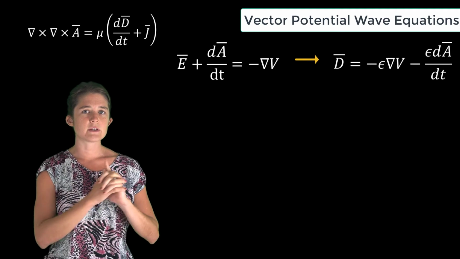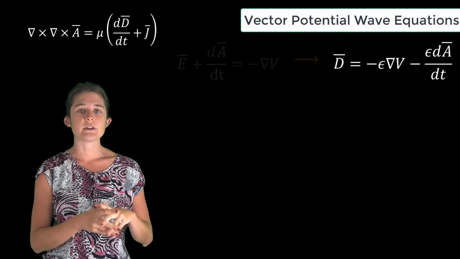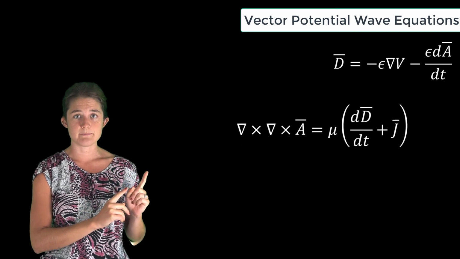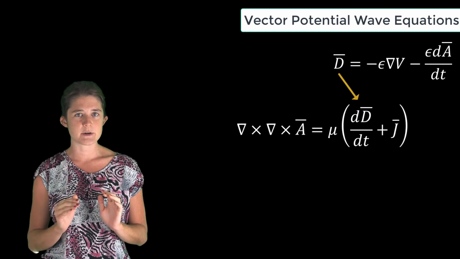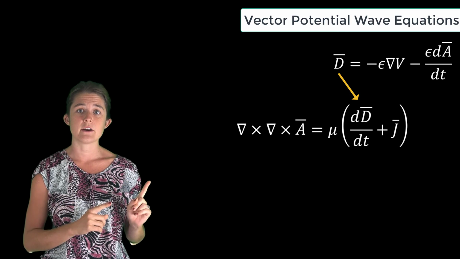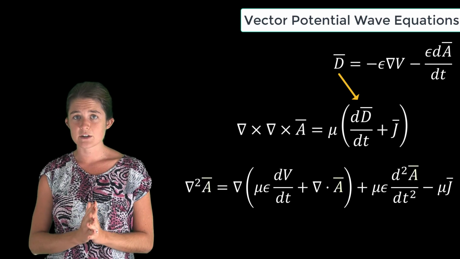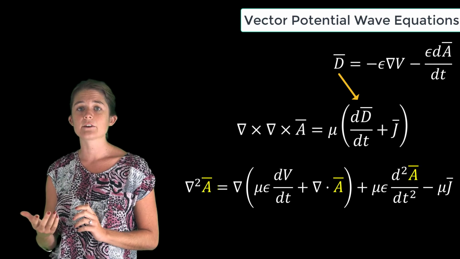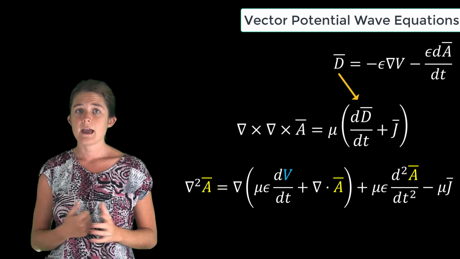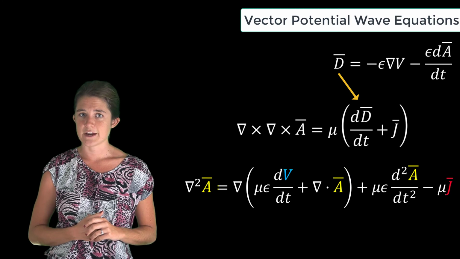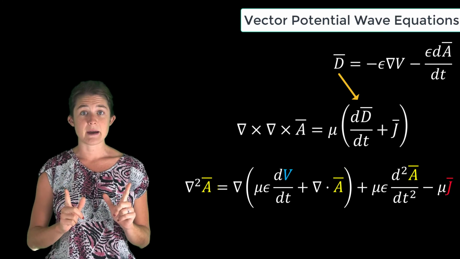Okay, so now we have a relationship between E and A, so let's go back to our wave equation problem. We can plug our new expression for the electric field in here to obtain this equation. This is in terms of the magnetic vector potential A, the scalar electric potential V, and the electric current density J. Now we're going to use a math trick.